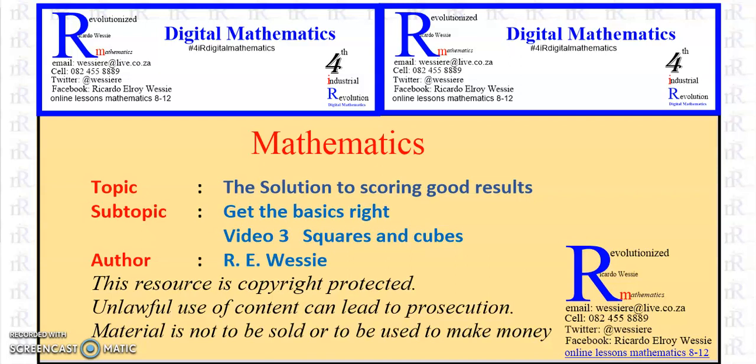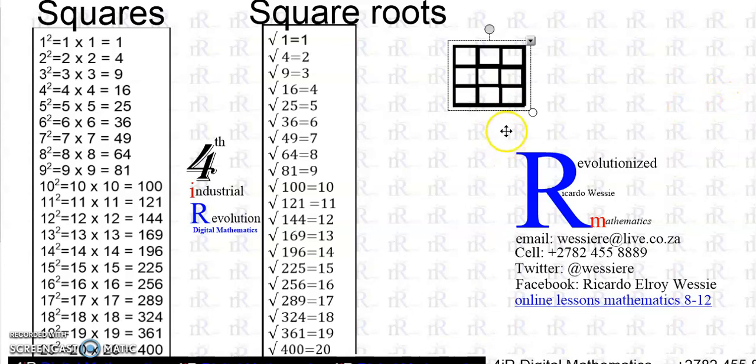This is video 3 of Getting the Basics Right, the solution to scoring good results in mathematics. In this video we will be looking at squares and cubes specifically. We said that when we work with squares and we need to find the area of a square, we will say side multiplied by side, also known as side squared. When you look at the square being given as a 3 by 3, we see there's 9 squares.